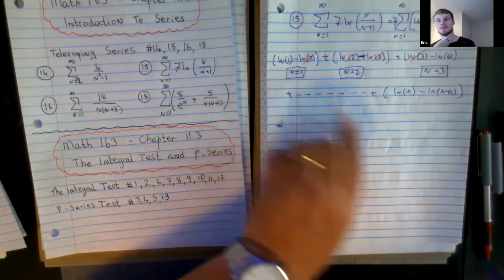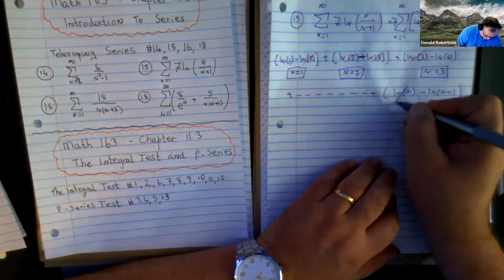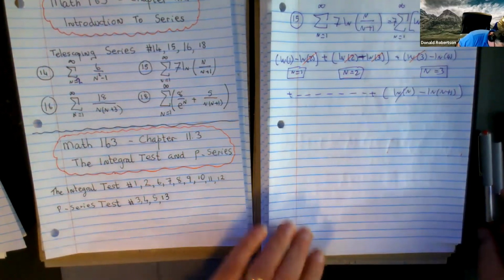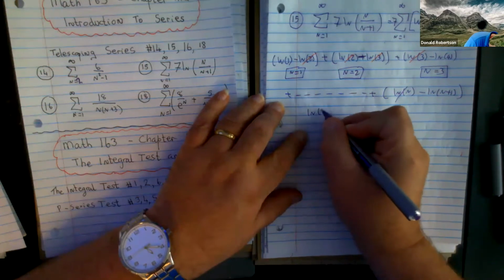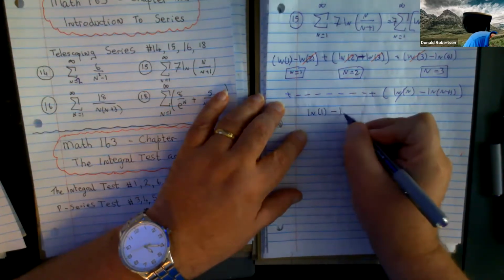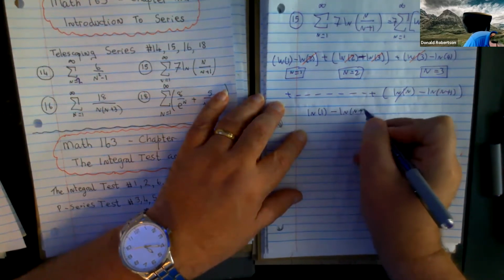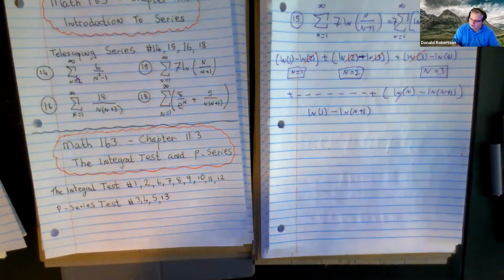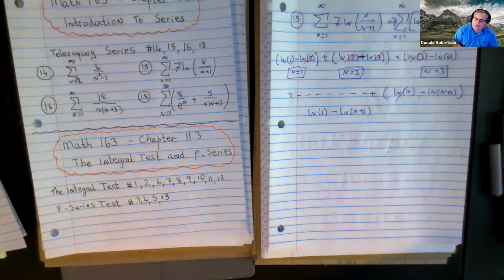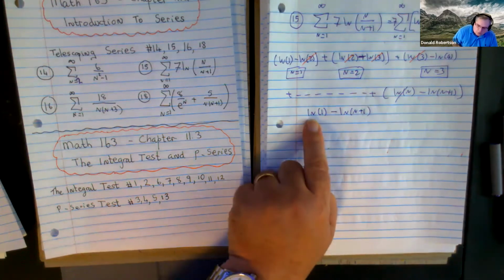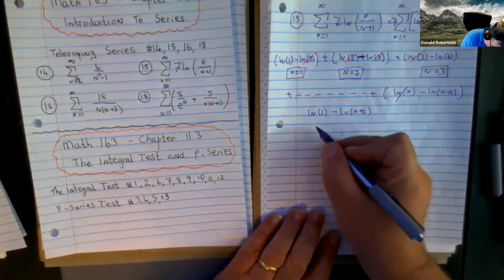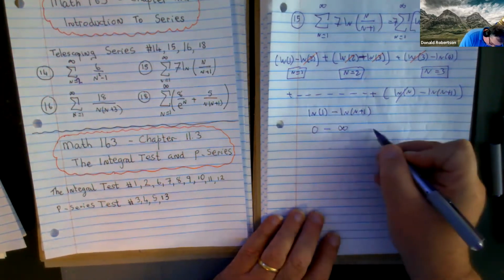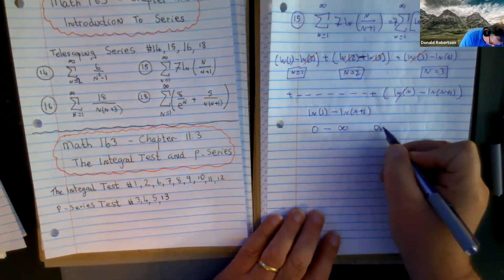The second one. Okay, which is correct. Which means that this thing ends up being the natural log of 1, take away the natural log of n plus 1, right? That's essentially the only two terms that would exist if you stopped at some arbitrary place n. Now, what happens when n becomes infinite? Well, that's 0 and that's infinity. So that means that this series diverges.